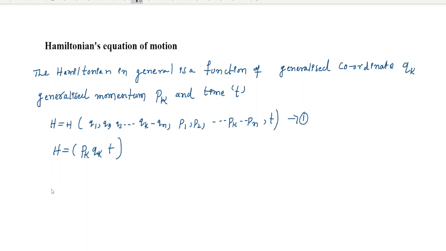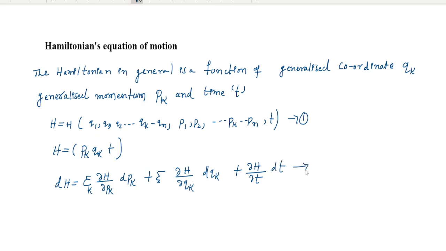So I would like to write the differential of this Hamiltonian: dH equals summation of partial H divided by partial pk into dpk, plus summation of partial H divided by partial q, the generalized coordinate, into dq, plus partial derivative of H divided by partial derivative of time into dt. This is our equation number 2.